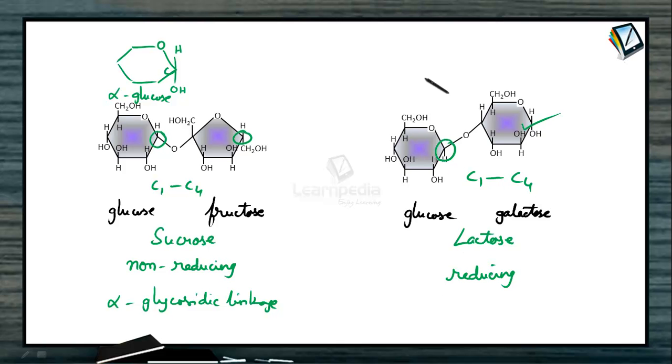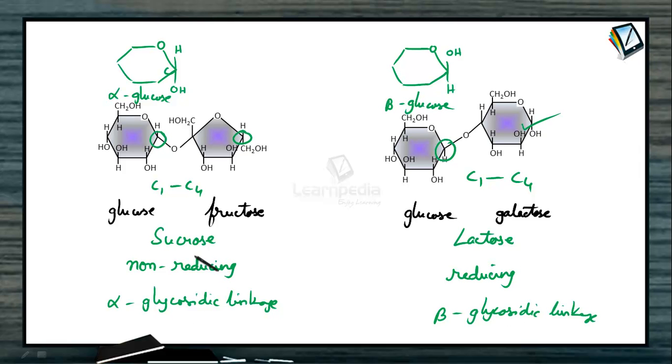Whereas in lactose, it is C1 of glucose linked with C4 of galactose. And again in C1, the glucose unit is like this. On the first carbon, the OH group is present above the plane of the ring and the hydrogen is present below the plane of the ring. So here, as the OH group is present above the plane of the ring and hydrogen below the plane of the ring, this particular glucose unit is nothing but the beta glucose unit. So that is the reason why the linkage between C1 and C4 of glucose and galactose is beta glycosidic linkage.